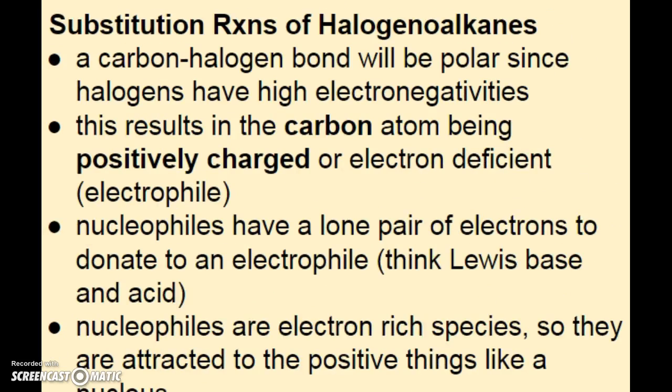So the reaction that takes place when the halogen is substituted for on a halogenoalkane is called a nucleophilic substitution reaction. And so on this page, I'm going to try and set you straight on some big words and again, try and simplify this. So think about the carbon-halogen bond. It's going to be highly polar compared to the carbon-hydrogen bonds.